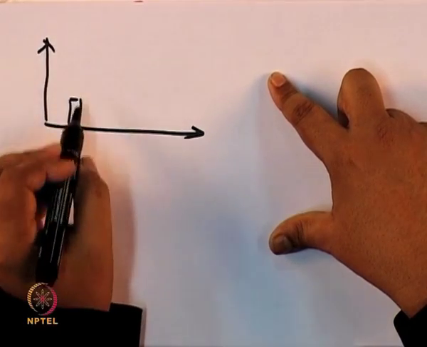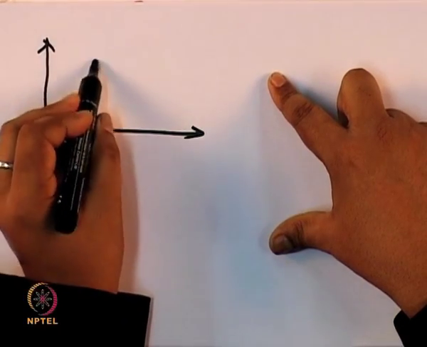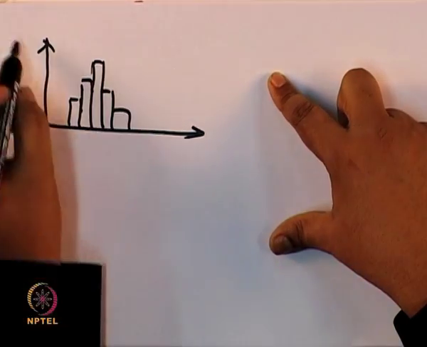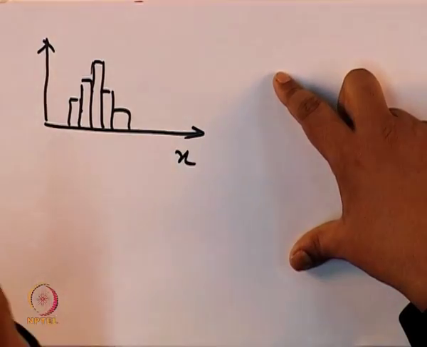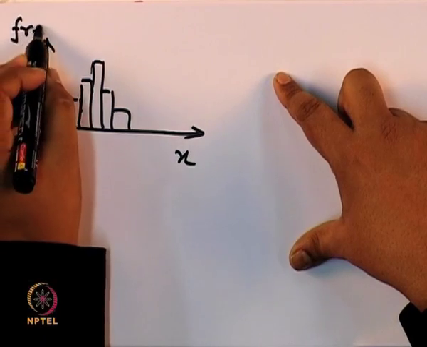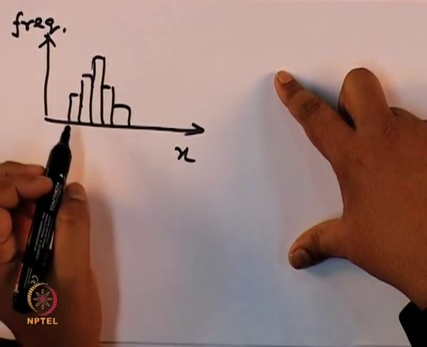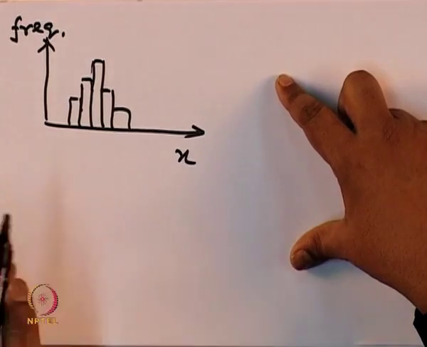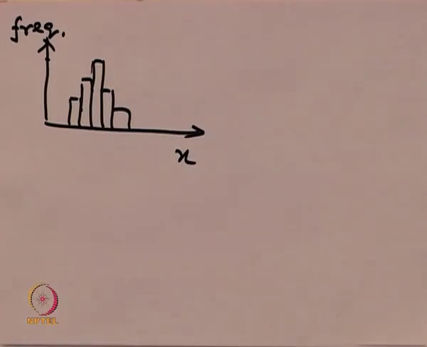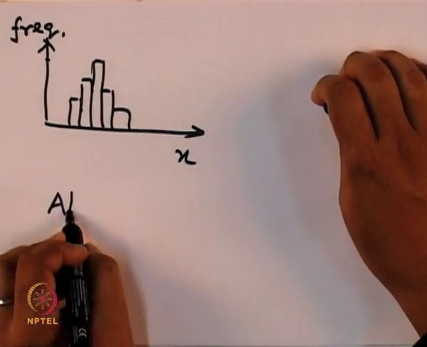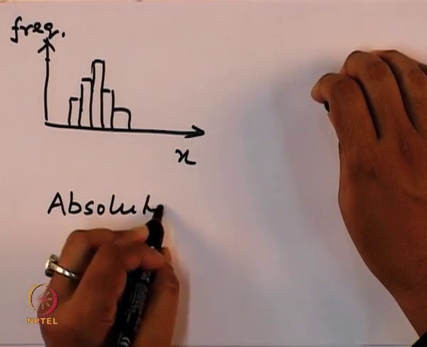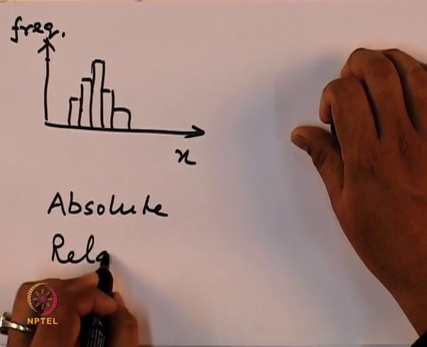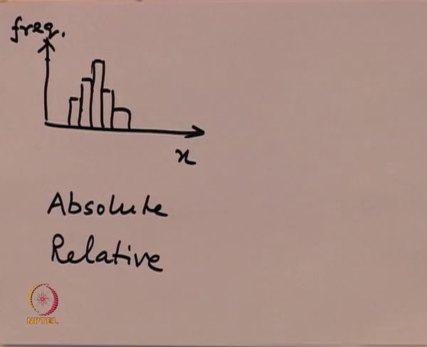This is my frequency axis, and this is my variable x, let us say. This vertical axis is my frequency, and this is how I can plot them. Now, this frequency axis can be plotted in absolute terms or in relative terms, and relative frequency is important when you are comparing two separate experiments or two different conditions and the number of data points is not the same.